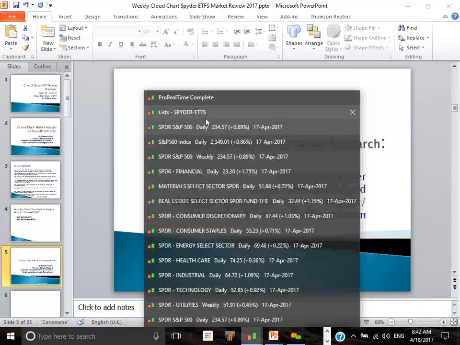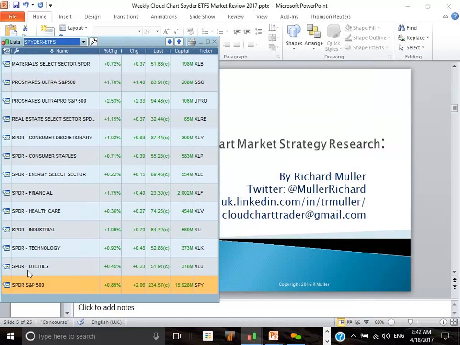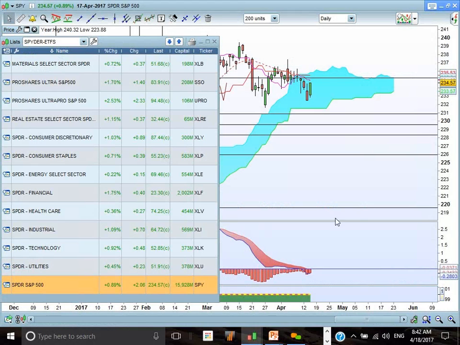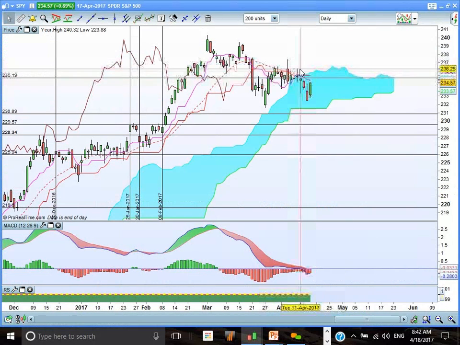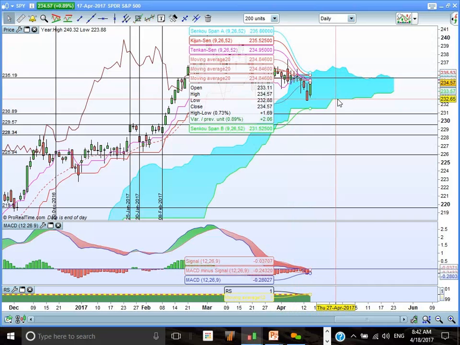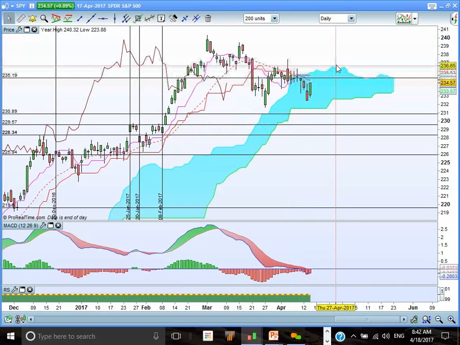Jumping straight into the ProRealTime platform, we'll start with the SPDR, SPY. Interesting here, we can see the market lost support at the top end of the cloud. It's still in consolidation mode, drifting lower. It's found support at the front end of the cloud at the 232.65 area. It subsequently rebounded from that area yesterday, with resistance now at the top end of the cloud here.